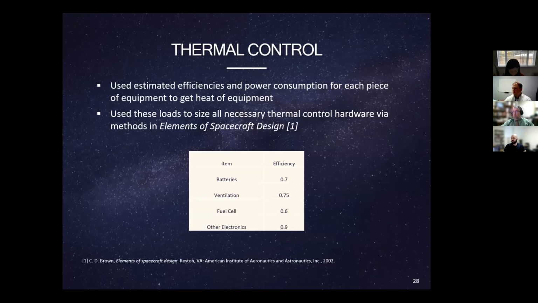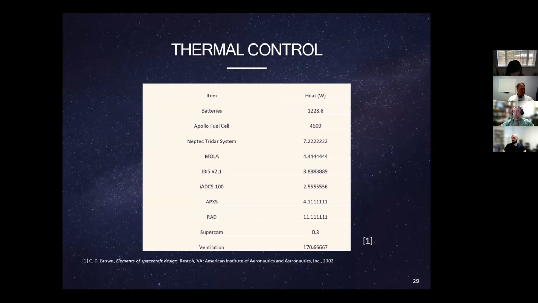So for our efficiencies, our batteries are about 0.7. Ventilation is about 0.75. Fuel cells are 0.6, which is on the high end for a fuel cell, and all our other electronics are at 0.9 efficiency. And in terms of our thermal loads, most of the systems we looked at were relatively insignificant. Our largest thermal loads come from our fuel cells, which have about 4,600 watts of heat transferred, and our batteries, which have about 1,200 watts of heat transferred.